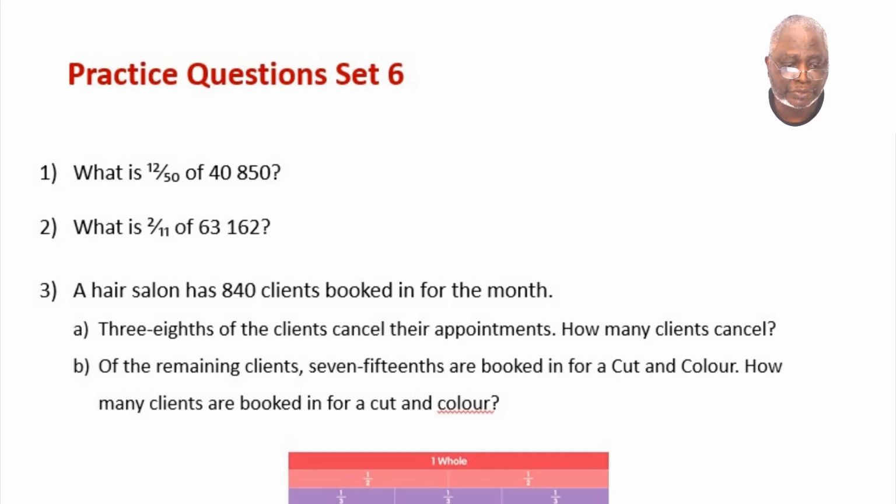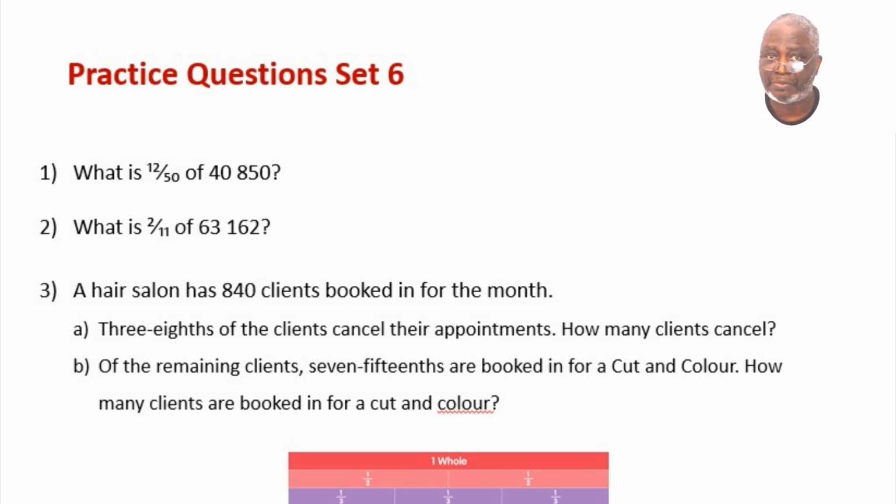A hair salon has 840 clients booked in for the month. 3/8 of the clients cancelled their appointments. How many clients cancelled? B. Of the remaining clients, 7/5 are booked in for a cut and color. How many clients are booked in for a cut and color?